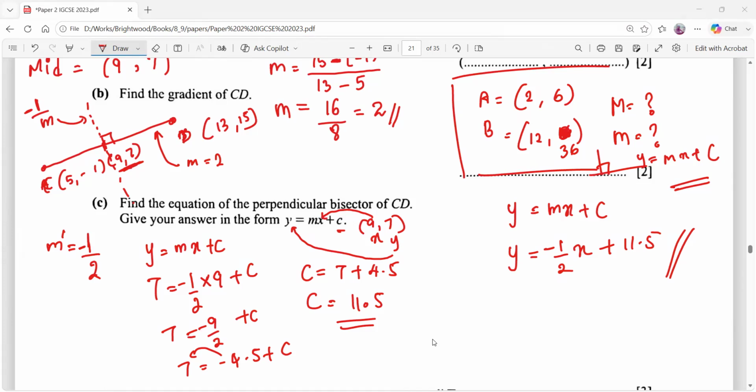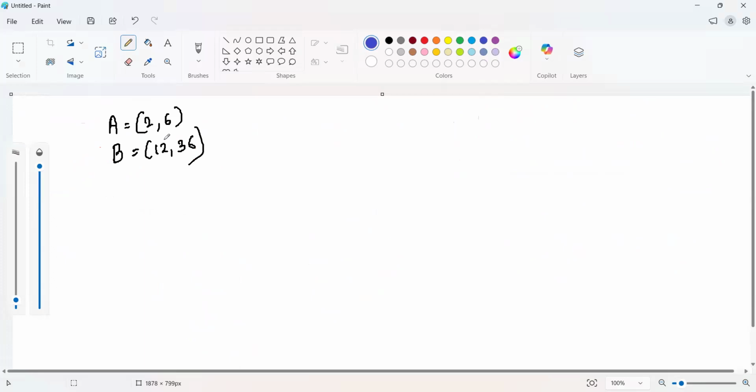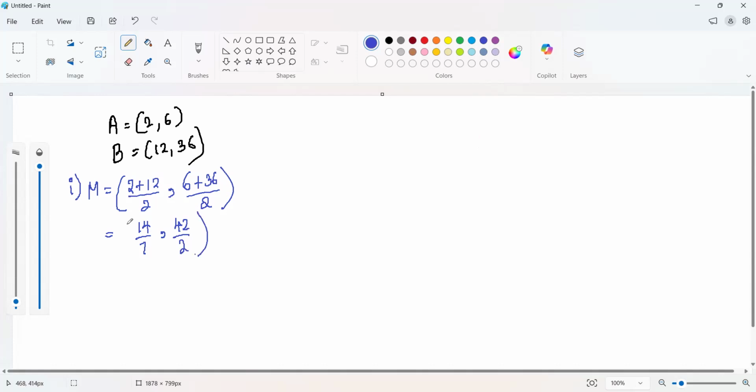Now let me know, first part, what is the midpoint? How to find the midpoint? The midpoint x is the sum of the two coordinates divided by 2: 2 plus 12 divided by 2. The other one, 6 plus 36 divided by 2. So 14 divided by 2, and 42 divided by 2. What should the midpoint be? It's 7 and 21. Here is the midpoint.